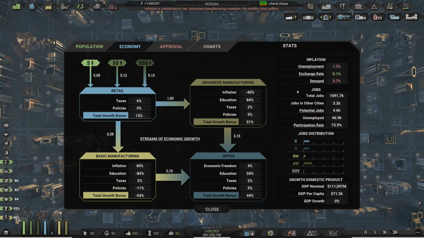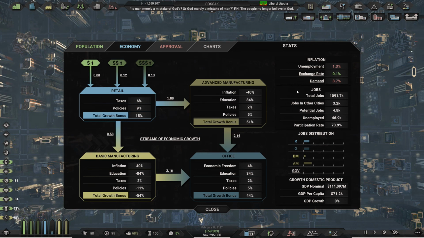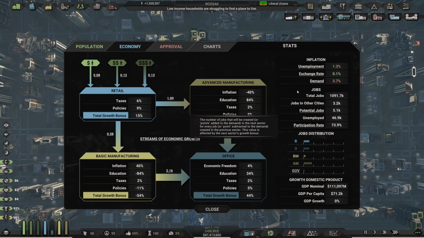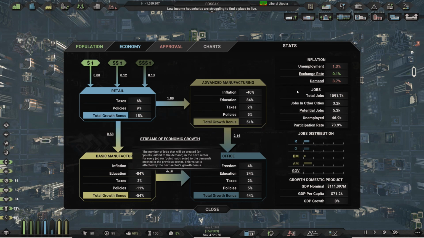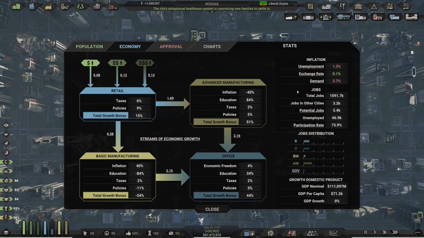Okay, and then you have taxes at 2% for each one. Policies minus 11 on the basic and plus 5 here on the advanced. So you can see, this is just so well thought out. And then from advanced manufacturing you have 2.16, and from basic you have the same 2.16 to pump up office.